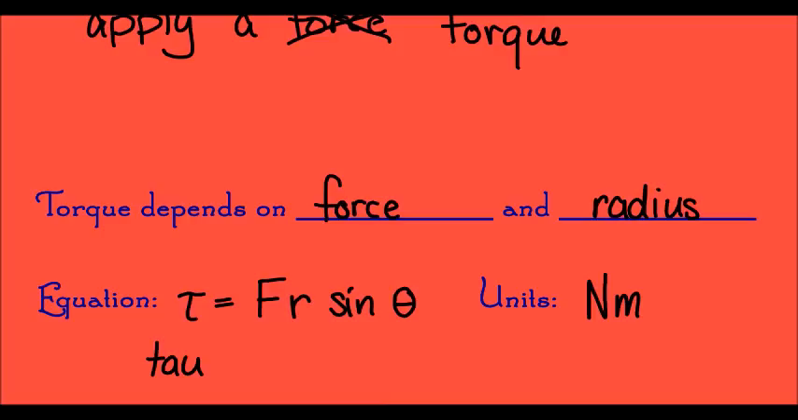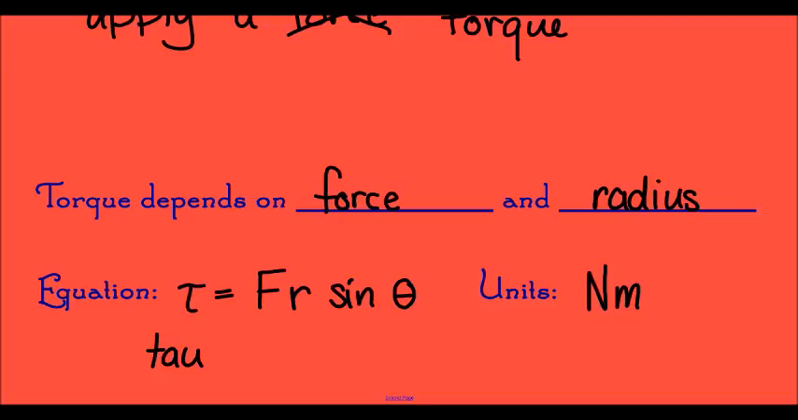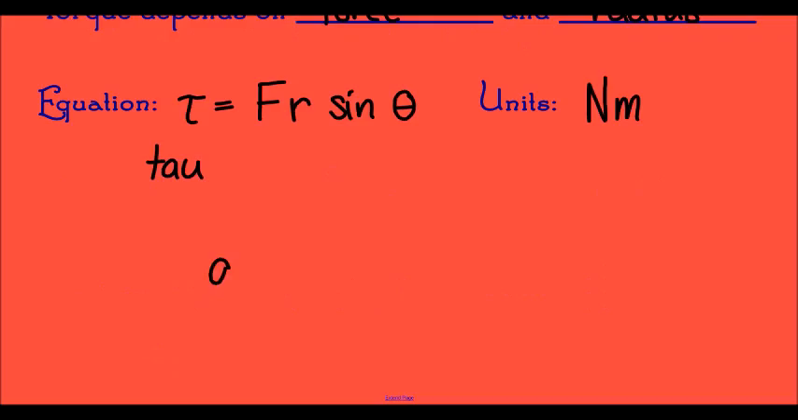You should never use the unit joules for torque. One last fact about torque, and that's the fact that torque is a vector, which means that it needs a direction. For the sake of honors physics, we'll use either clockwise or counterclockwise for our directions.